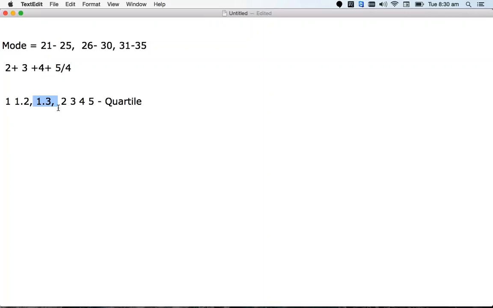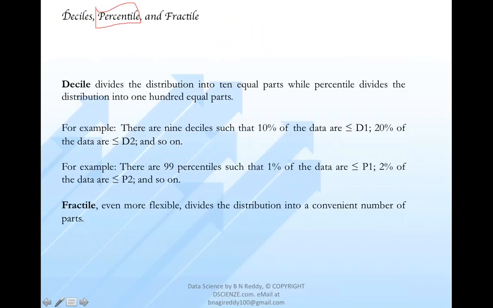How big is your data set? You might have 1 million, 10 million, 1 billion values in the given data set. But if I use the decile concept, I will divide the entire data set into 10 equal parts. Got it. 10 equal parts. That is called decile. And coming to the percentile.